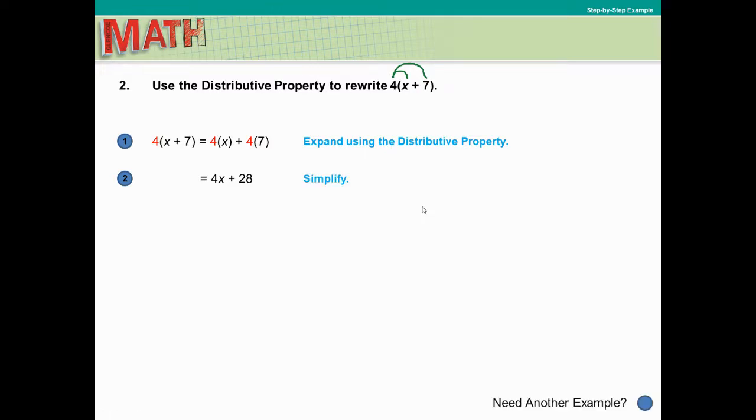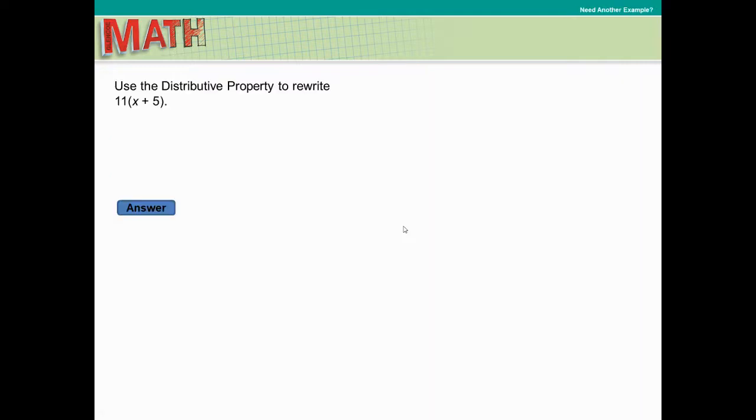Okay, you do one. Again, look at this example. I'm going to put one on the board for you, one on the screen. Pause it, use your paper and pencil, and go ahead and do yours. Pause the video.